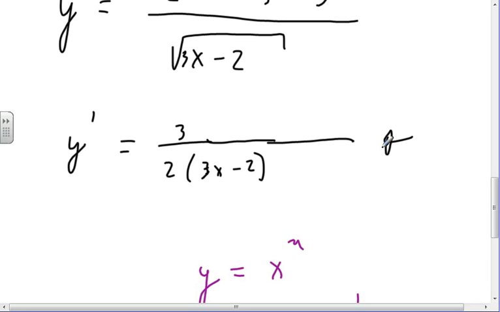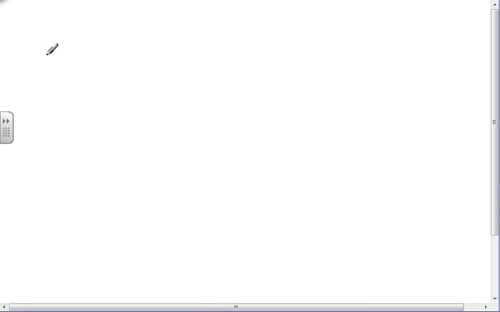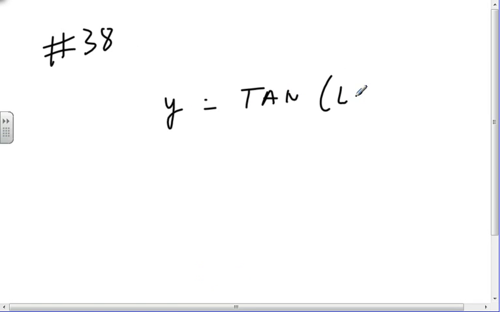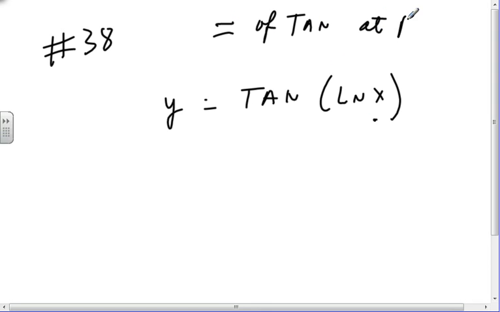All right, we'll do 38. We don't have to do 38, but we'll do 38 and say, okay, we did 38. y is equal to the tangent of the natural log of x, and I want to find the equation of the tangent line at the point given. So I want the equation of the tangent line at x is equal to 1. Okay, so that's what I want to do.